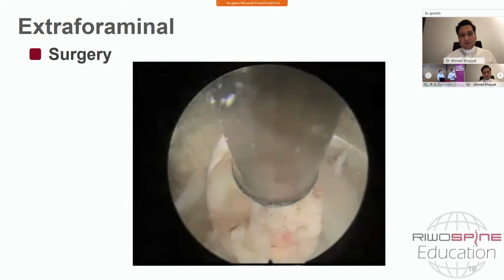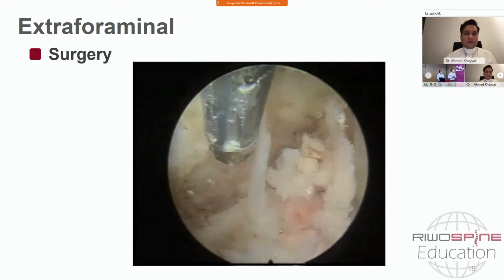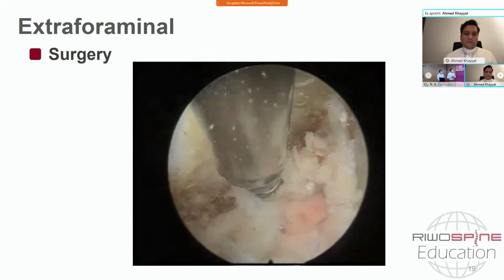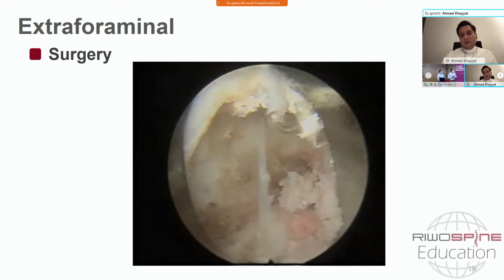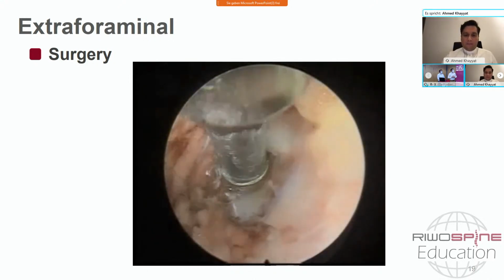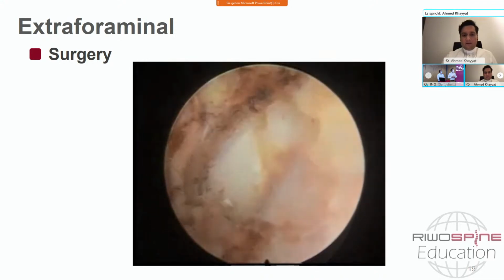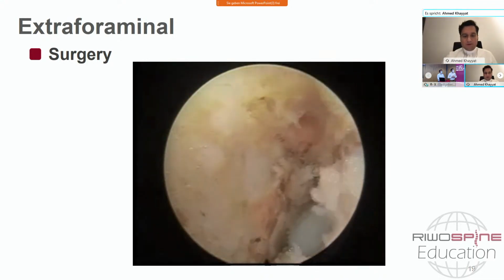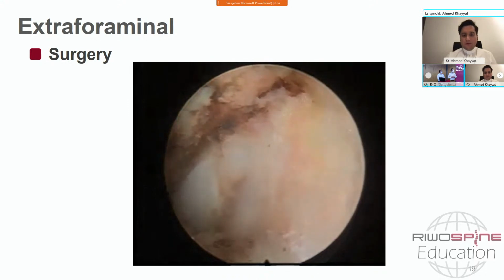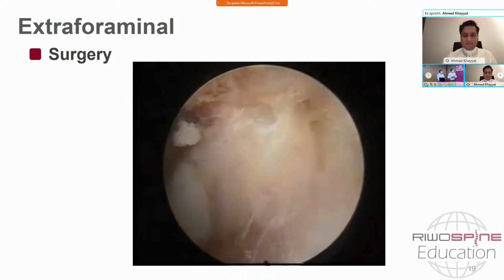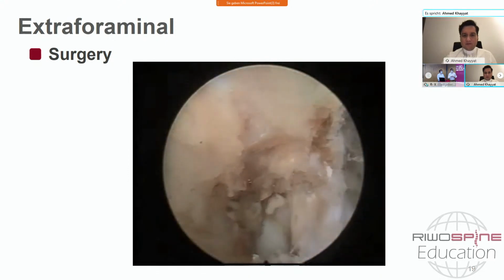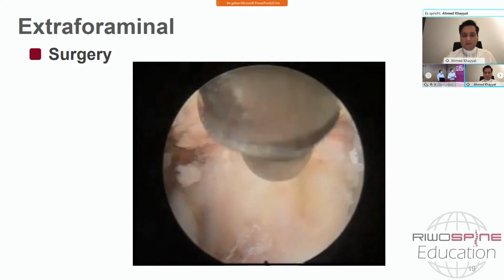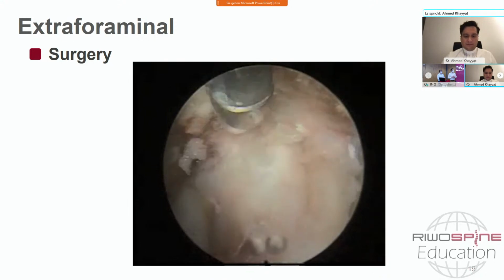Okay, next, this is also to protect the nerve. So this is an example for the extraforaminal. As you can see here in front of us, also the pathology. And at 4 o'clock is the exiting nerve root, and we're trying to protect it with a walking sleeve. As you can see here now, the exiting nerve root, now protecting with the walking sleeve and removing the pathology.